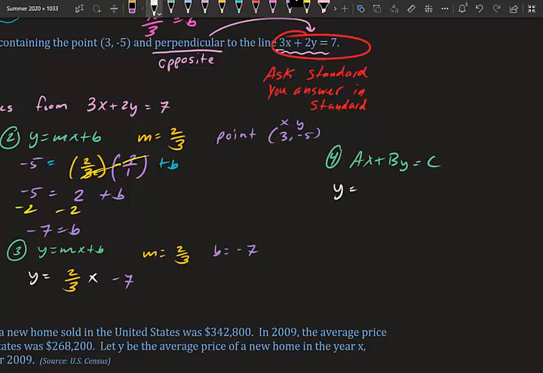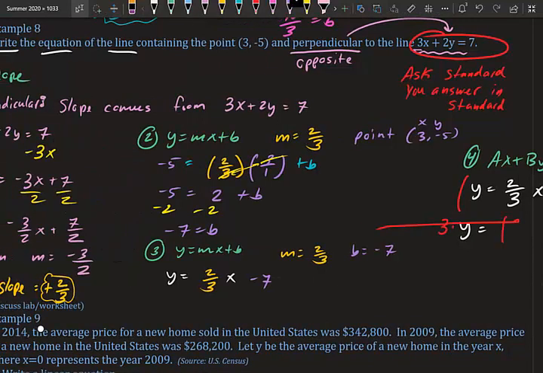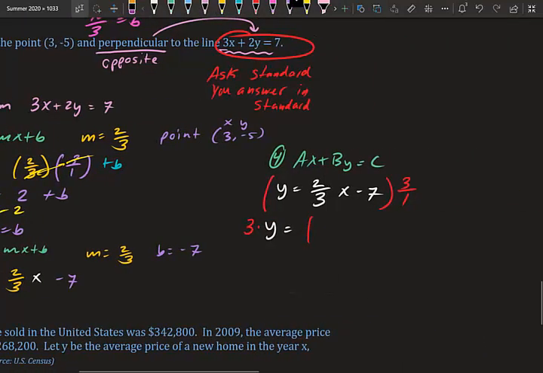So the equation we came up with, y equals 2/3 x minus 7. I'm going to get rid of that fraction. So to get rid of the fraction, I need to multiply everything by 3 over 1. So 3 times y equals 3 over 1 times 2/3 x minus 3 times 7. You can put everything over 1. It doesn't matter. It's the same thing.